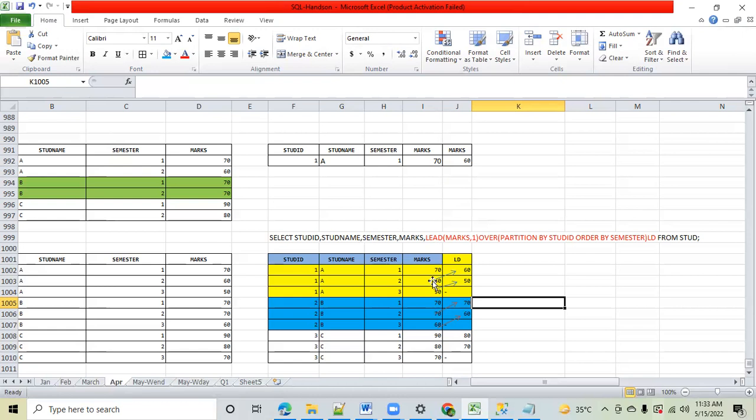Lead means you are leading it. It was at the second position, now you brought it to the first position. It is leading. It is 50 at the third position, you move it to the second position. So it is leading now, as compared to the previous position, it is leading now. That's why the name is lead.